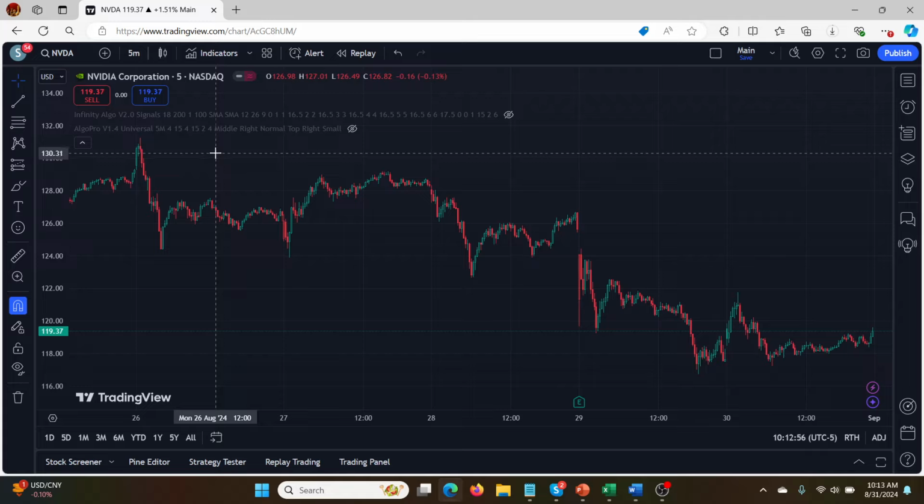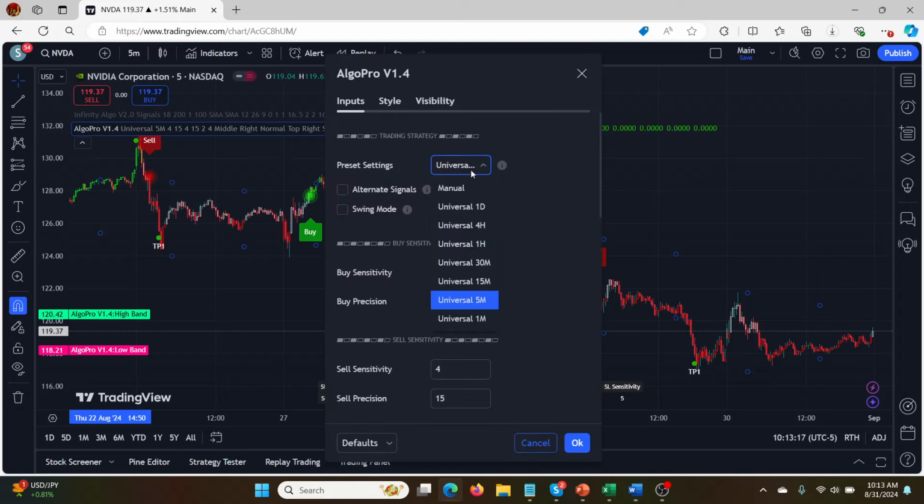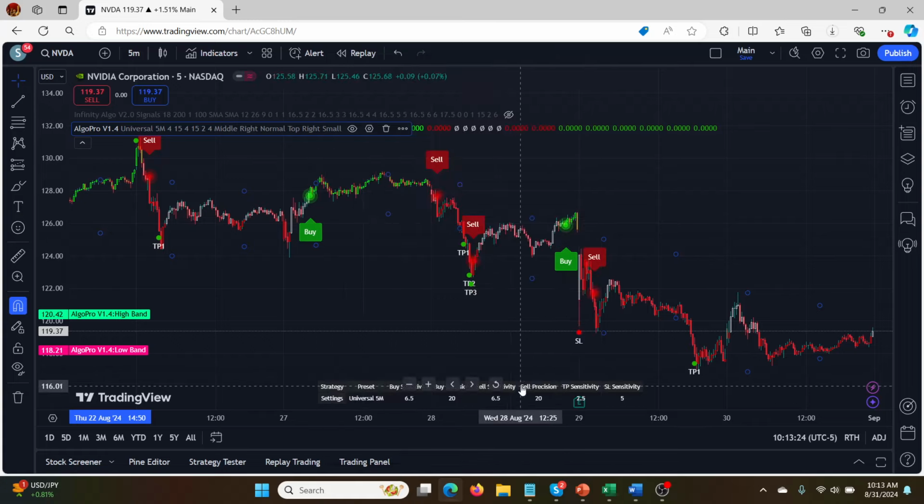Now, for the sake of this comparison, I'm going to use Infinity Algo in its default state, no changes whatsoever. And for Algo Pro, I'm going to use version 1.4, which is supposedly optimized for accuracy of signals on the 5-minute time frame. So to show you that, I'm going to put Algo Pro on. This is it right here. When you click on here, you can go into the settings, and I've set it to the universal 5-minute, and I've done nothing else with the settings. So this should be optimized, and you can see it's pretty good.